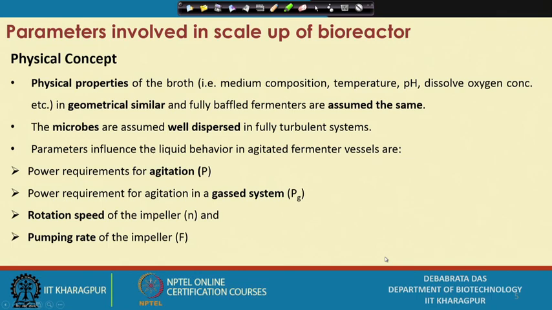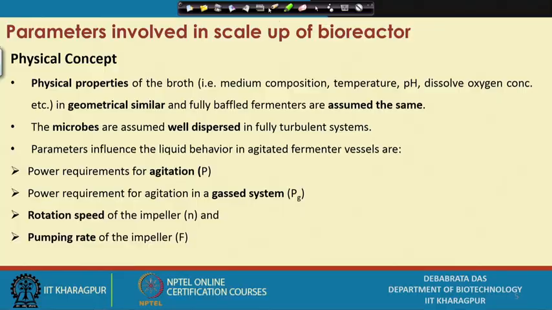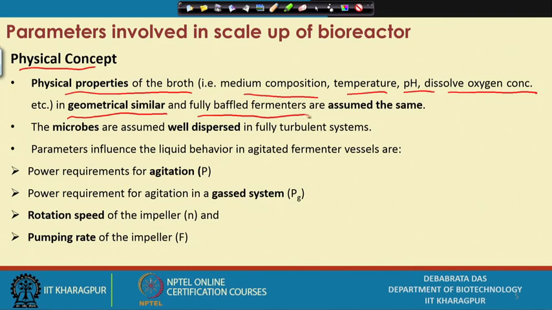Now, parameters involved. Now the question comes, how do you do the scale up? Naturally, when you do the scale up, we shall have to consider certain parameters, and what are the parameters we should consider during the scaling up of the process. So first we have the physical concept, that the physical property of the broth, media composition, temperature, pH, dissolved oxygen concentration, etc., in a geometrically similar and fully baffled fermenter are assumed to be the same.